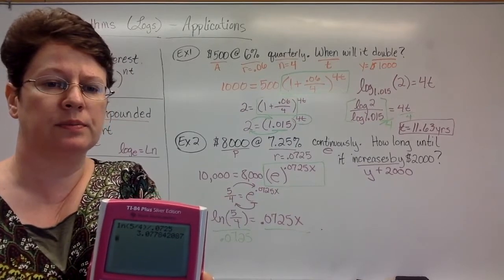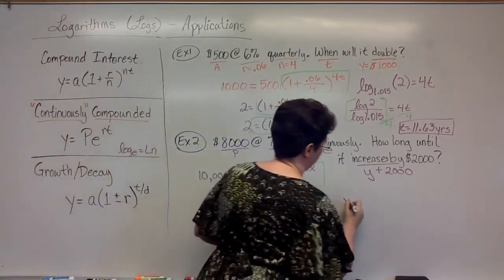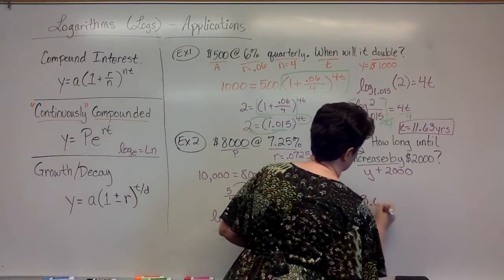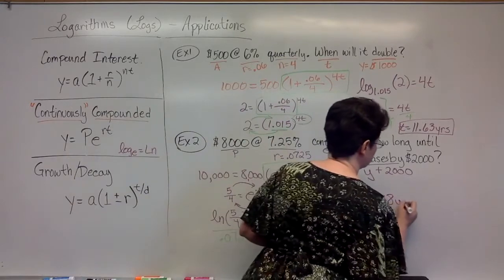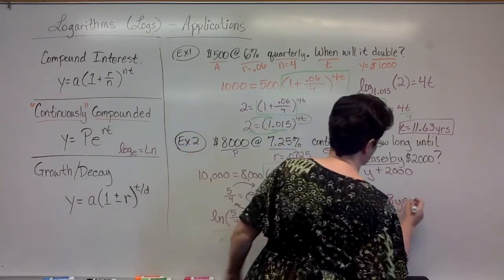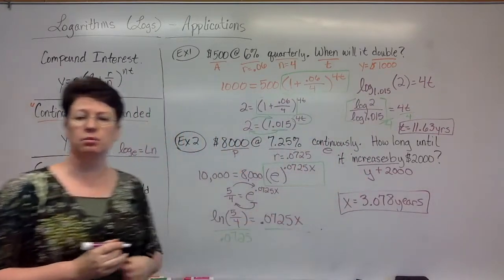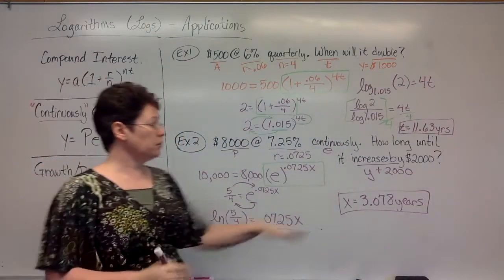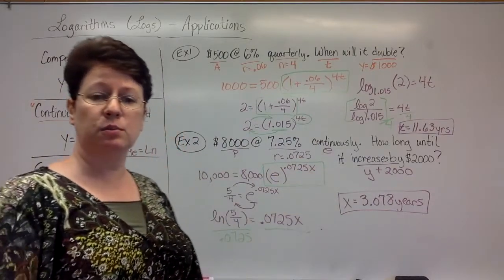3.078. What? This is time. It's years. Anything that's dealing with compound interest or continuously compounded is years. So basically, in a little over 3 years, my money will have increased by $2,000. I say that's pretty cool.